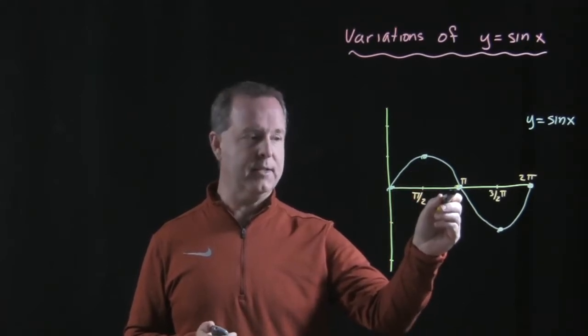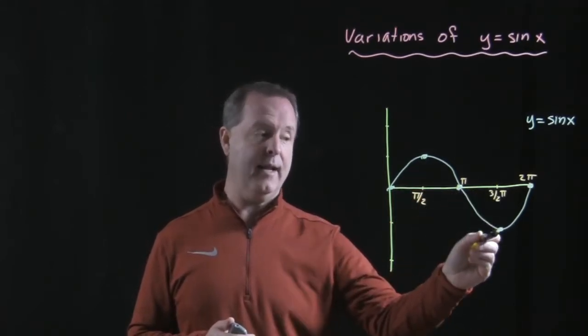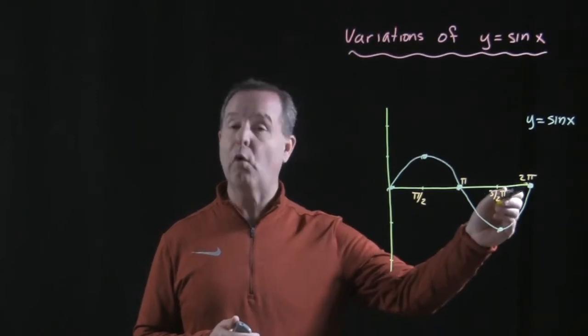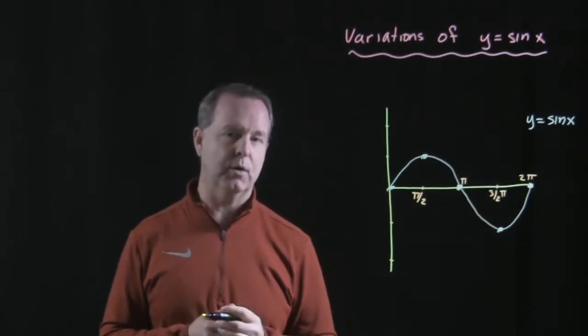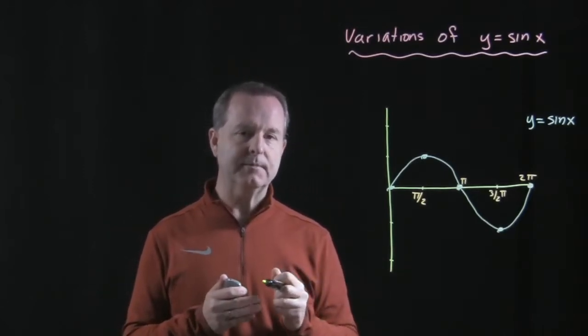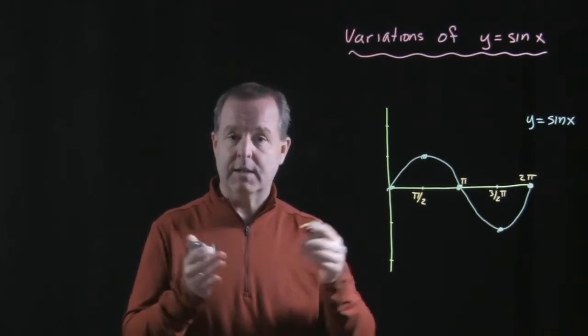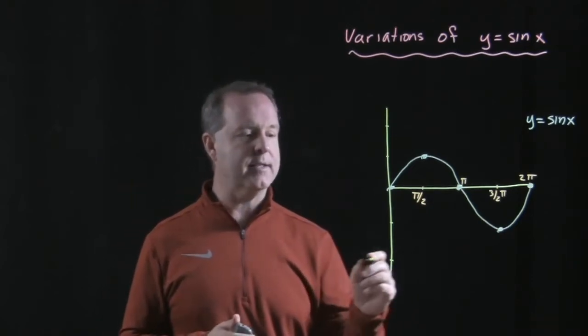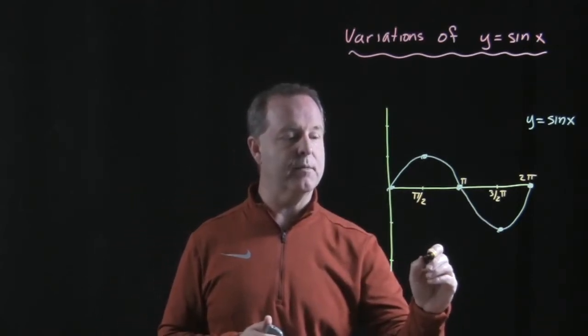Halfway, I'm back at 0. 3/4 of the way, I'm at a minimum. And then 4/4 of the way, I'm back to 0 again. So when we look at things, we want to determine the chunks of our period. And how we do that is notice that our entire period is 2 pi.